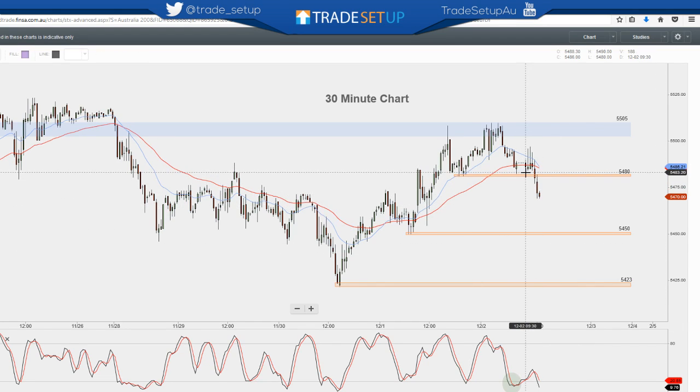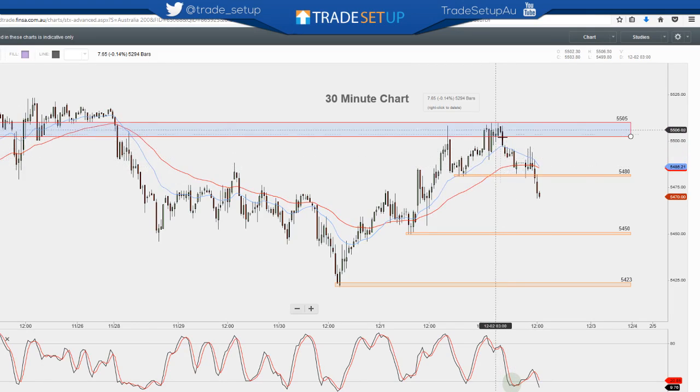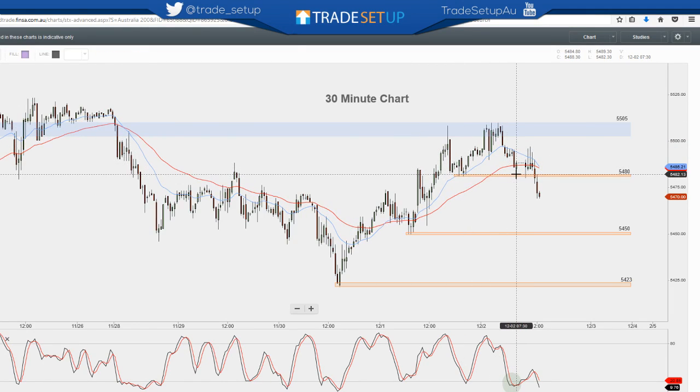Alright, so we can see that little spike through 54.80. I thought there might have been a decent washout, expecting a washout. And a lot of the times when they come into a support zone or resistance zone, either way, from the overnight session, they tend to wash it out.